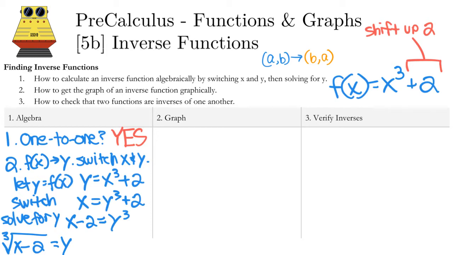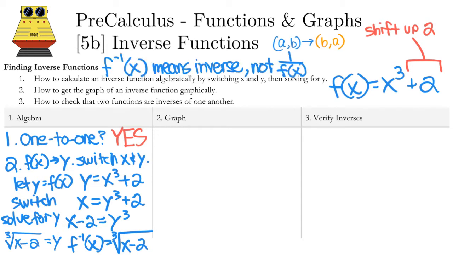The notation that we use is f to the -1 of x, and then we write the function, cube root of x minus 2. It's important to know that that notation does not mean 1 over f of x, because if we have y to the -1, that does mean 1 over y, but this notation simply means inverse. It's not the best notation, but I didn't come up with it.